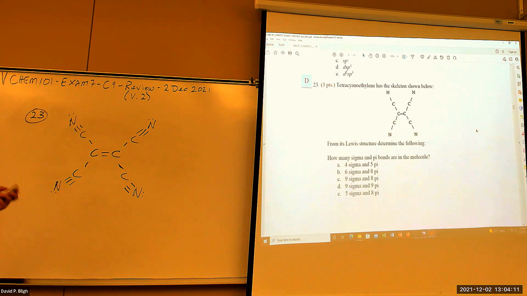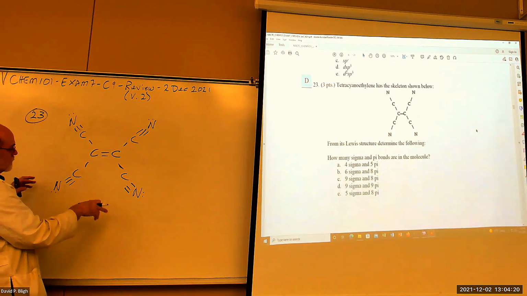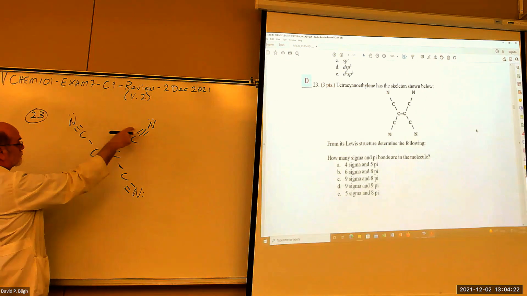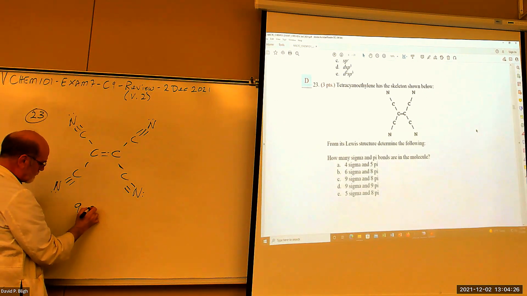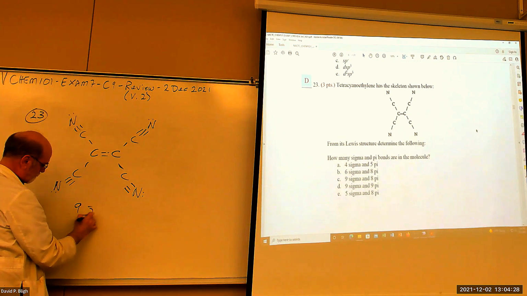So many sigmas, so many pi's. Remember, you can only have one sigma between two atoms because it's on axis. So just count up the number of bonds. Actually, 1, 2, 3, 4, 5, 6, 7, 8, 9. So there are 9 sigmas.